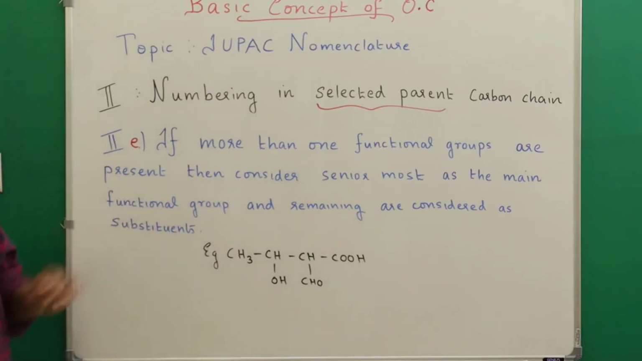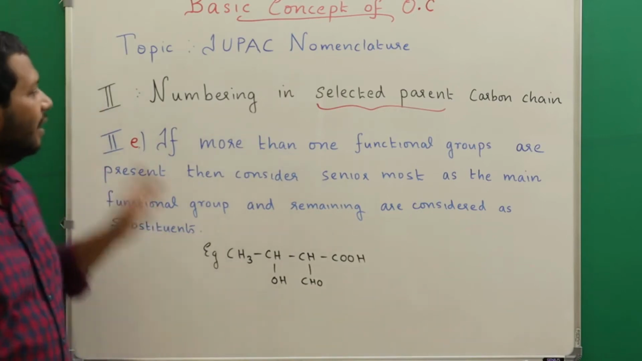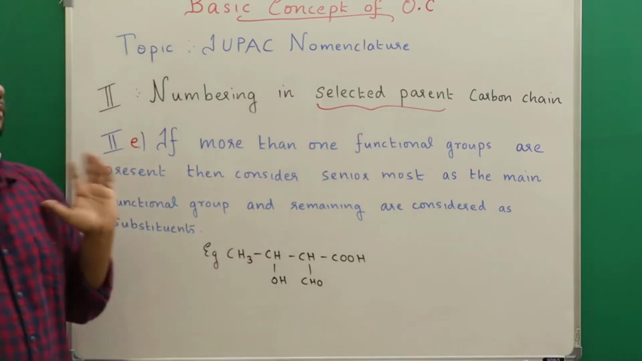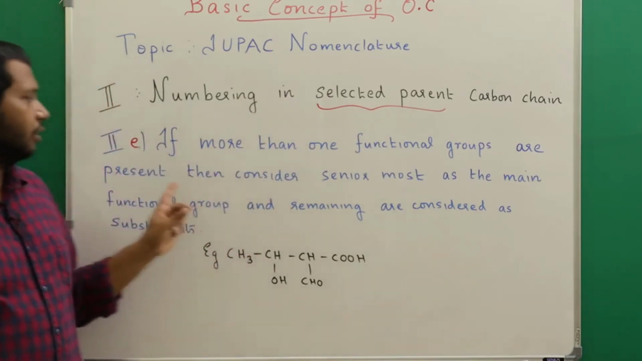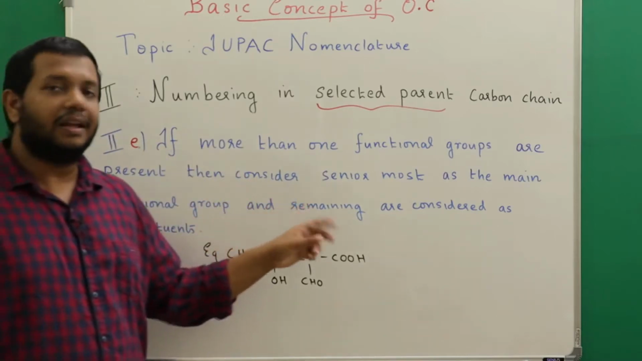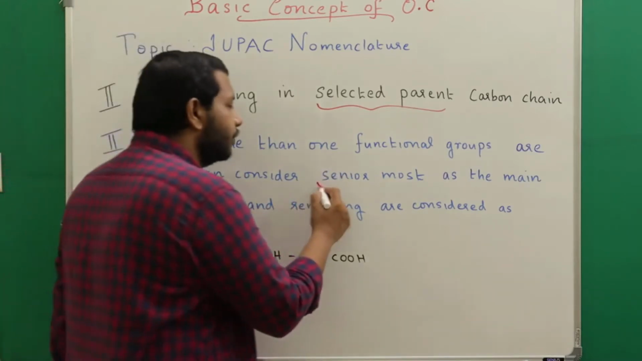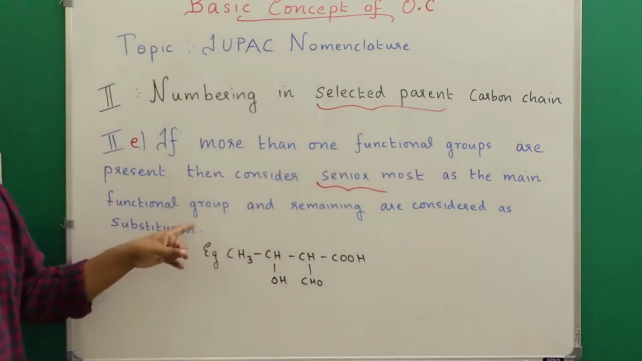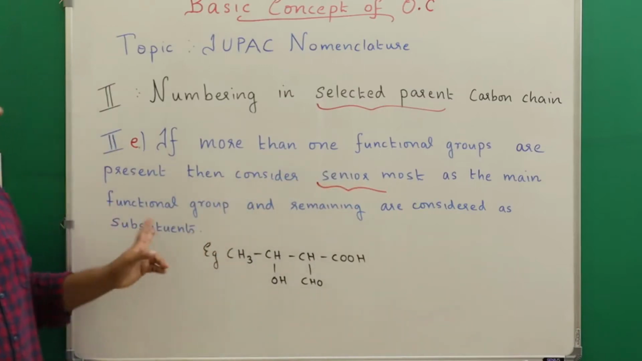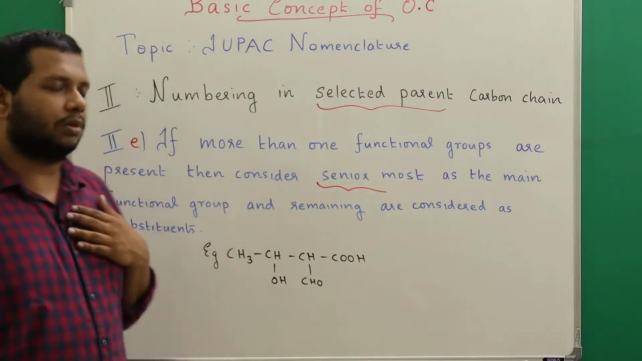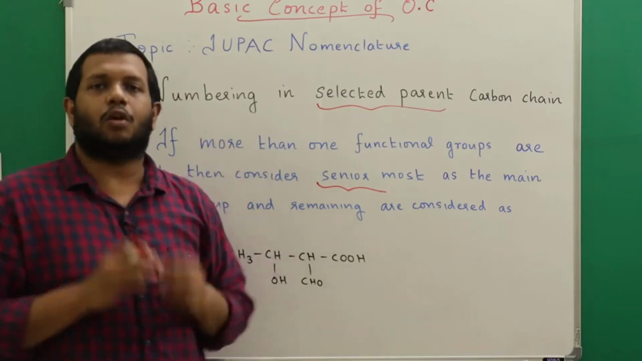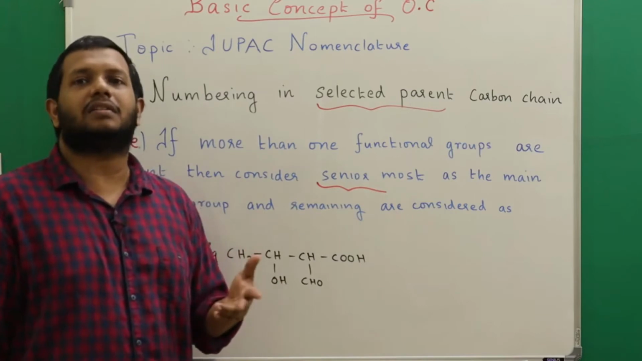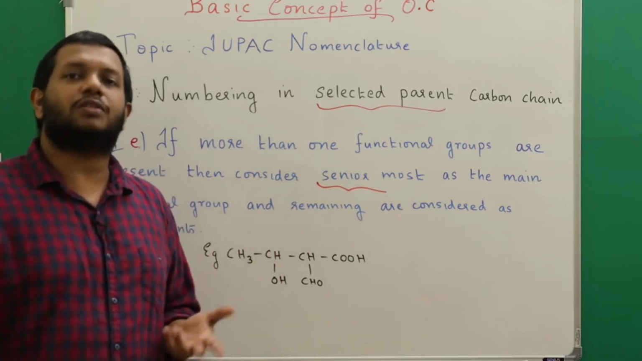Now what is this rule stating? The rule is stating that there is a possibility that more than one functional group is present. If more than one functional group is present, then consider the senior most. This is a doubtful statement, I will explain. Consider the senior most as the main functional group and the remaining are considered as the substituent. Here is the scenario: you have a compound where more than one functional group is present. Then you will get a doubt, sir, in that case which functional group, or from where, should I start numbering.